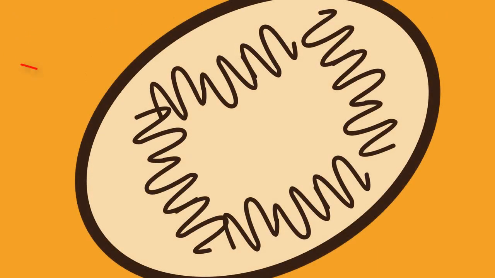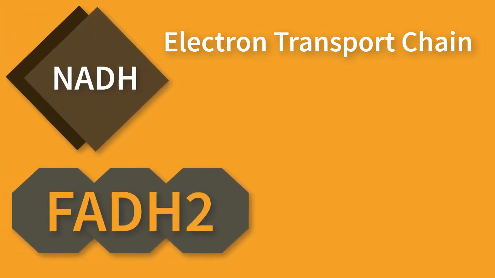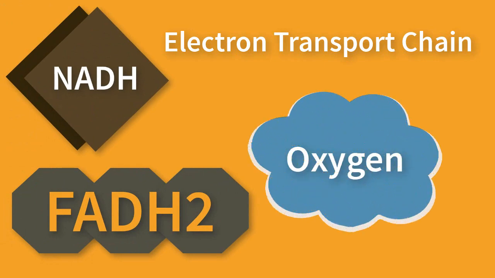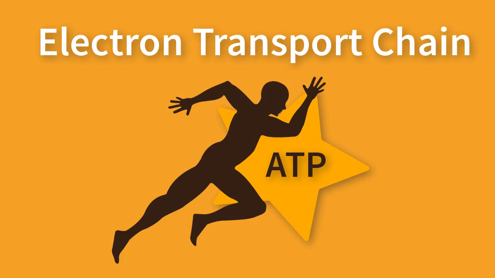Now we'll move to the cristae of the mitochondria for our final anabolic process, the electron transport chain. In this pathway, NADH and FADH2 are combined with oxygen to make ATP, the end goal of metabolism.